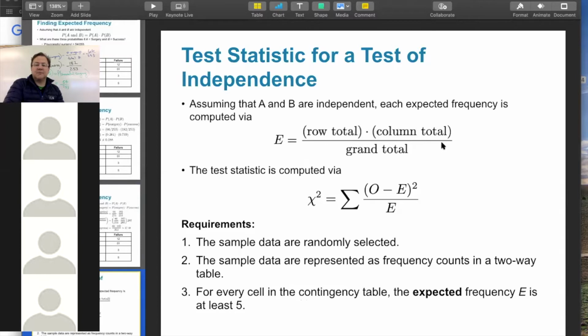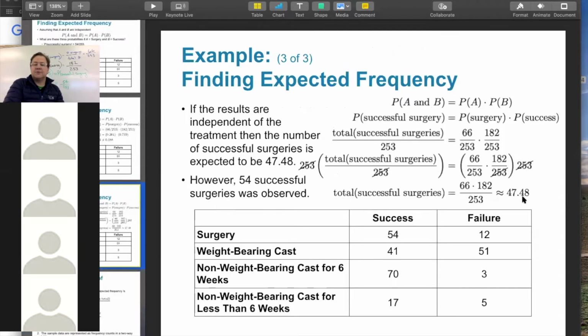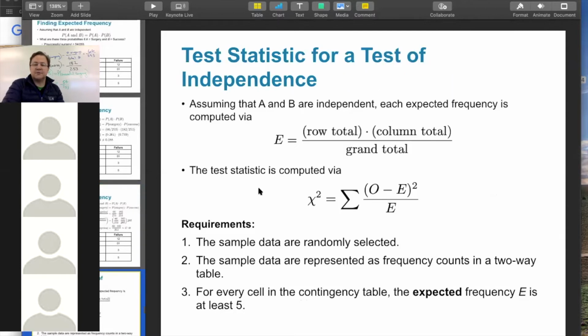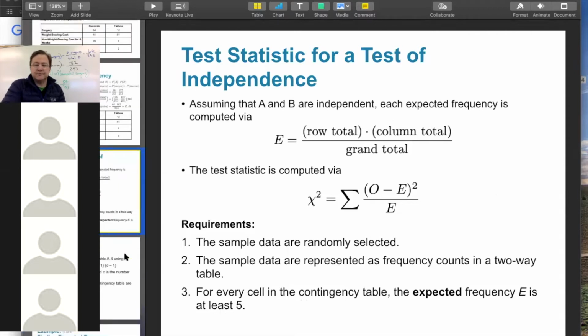The test statistic is going to be computed via the chi-square distribution. We worked a bit with chi-square before. The sigma means you're going to be adding up a bunch of stuff. I have to show a couple of steps, so those will be on the next slide. But assuming that the sample data is randomly selected, represented from frequency counts in a two-way table, as in our example, and we have expected frequencies that are all at least 5, those are the key requirements to do what we want to do.